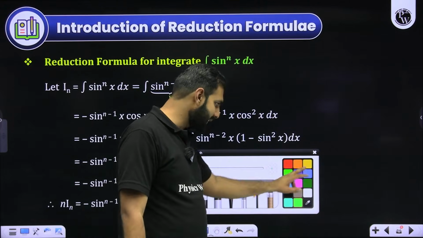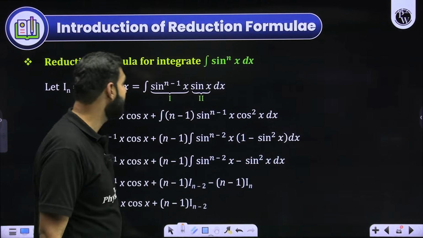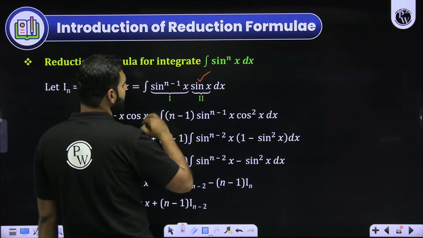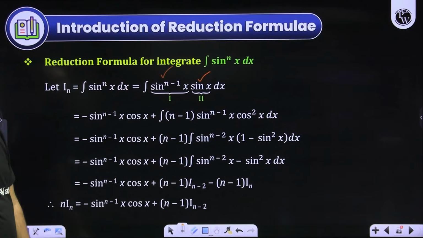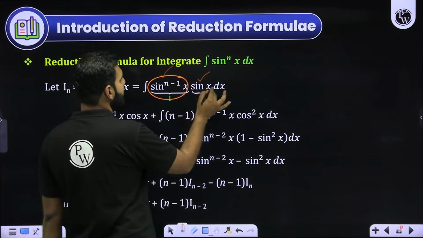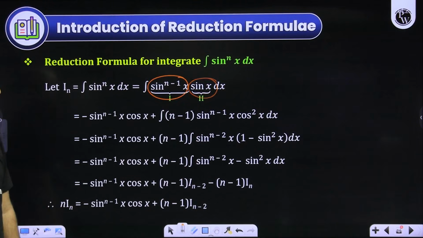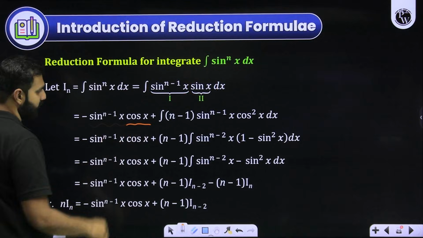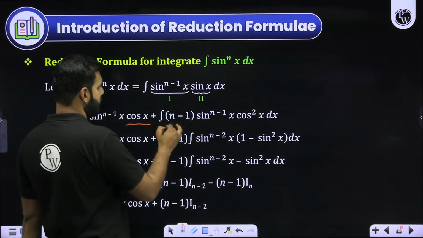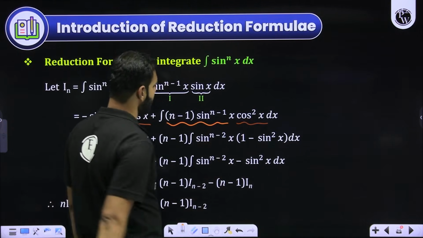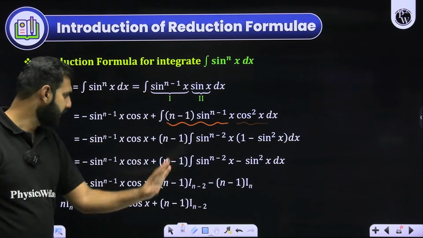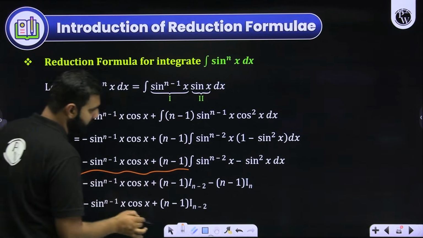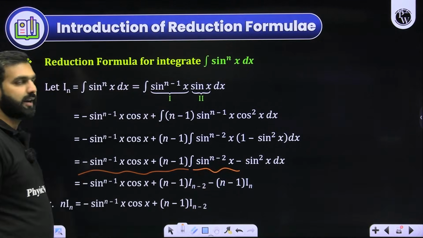I'll first of all write this sine x to the power n as a product of two factors, where I'll split it into sine x and sine x to the power n minus 1. This I treat as a first function and this I treat as a second function. Now by using ILATE or integration by parts, what I'll say is that first function as it is, integration of second function plus integration of derivative of first function into integration of second function. When you finally solve all of this, ultimately what you receive is this kind of an expression times integration of sine x to the power n minus 2.